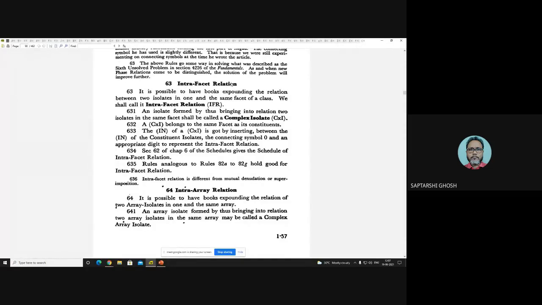Now, intra-facet relation, intra-facet. It is possible to have books expounding relationship between two isolates in one and the same facet of a class. We shall call it intra-facet relation. Now here you see two isolates in one and the same facet of a class. Now tell me, whenever you have taken the number for Buddhism, did you get the number for Buddhism from the same facet, Buddhism and Hinduism?